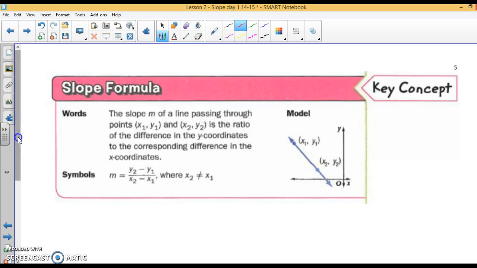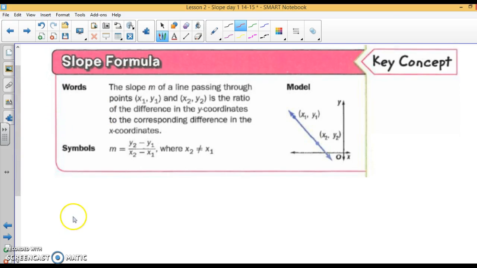All right, here's our slope formula. We've got 2 points, x sub 1 and y sub 1. Those subs just show me that that's the first ordered pair. And my second ordered pair is x sub 2, y sub 2. So I've got 2 ordered pairs. My slope formula is y sub 2 minus y sub 1 over x sub 2 minus x sub 1.